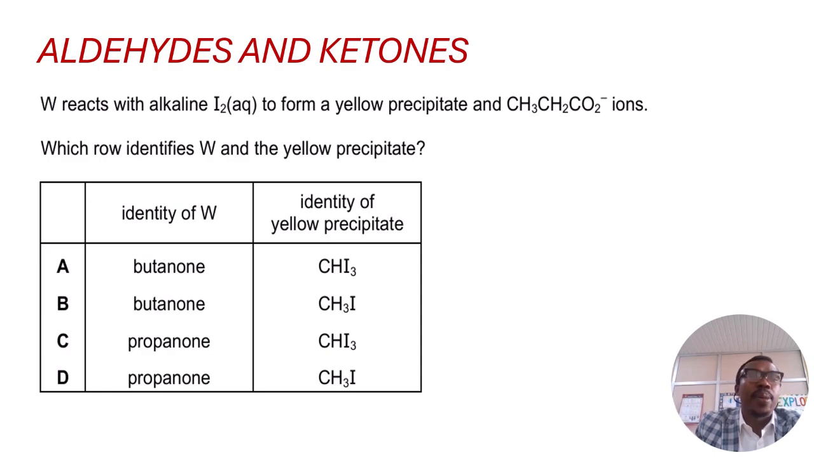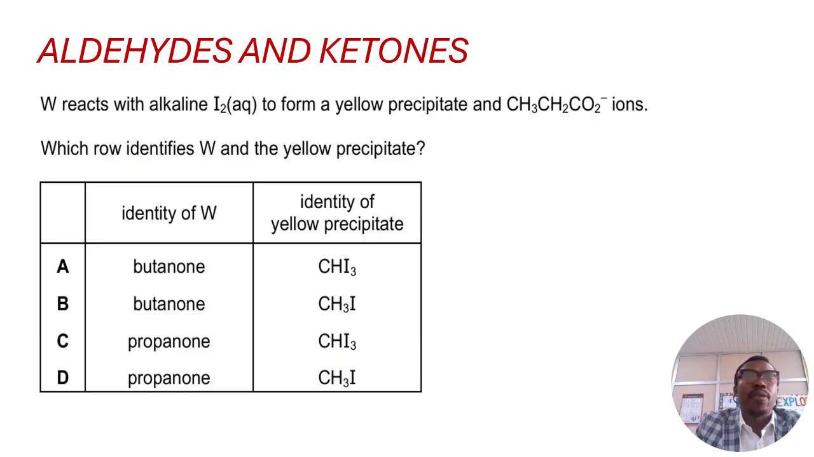Before us, a typical chemistry A-level question on aldehydes and ketones. W reacts with alkaline aqueous solution of iodine to form a yellow precipitate and CH3CH2COO minus, which is the propanoate ion. Which row identifies W and the yellow precipitate?